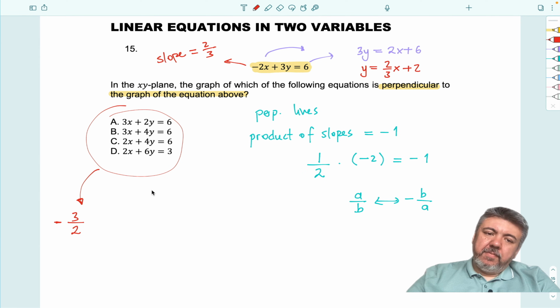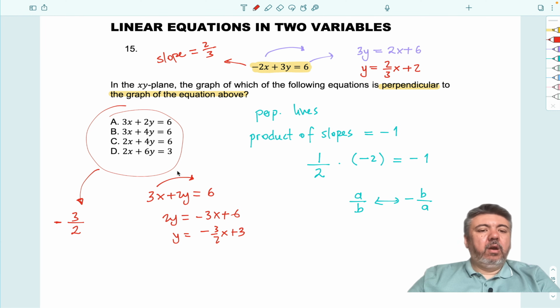Let's try with A. In A, 3x plus 2y equals 6. Take it to the right side. 2y equals negative 3x plus 6. y equals negative 3 over 2 x plus 3. Okay. In the first shot, we found it. Look at this.